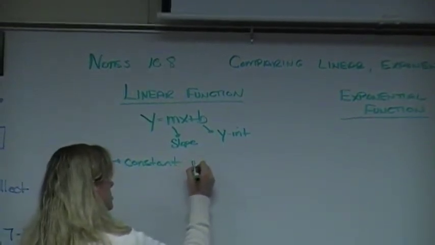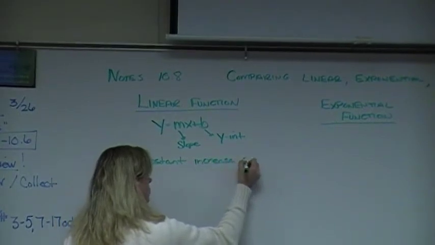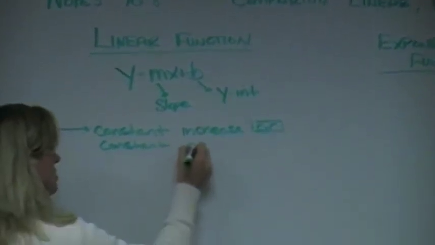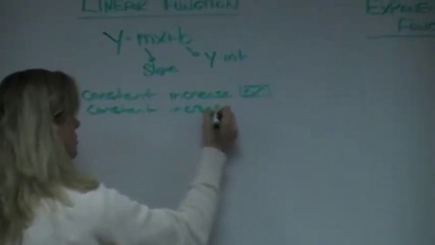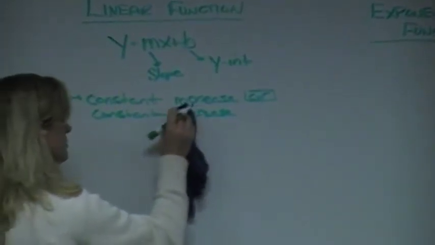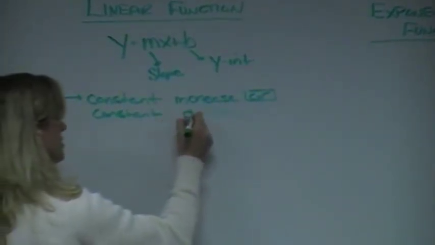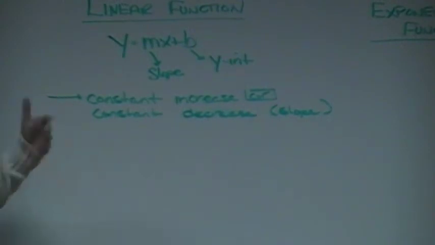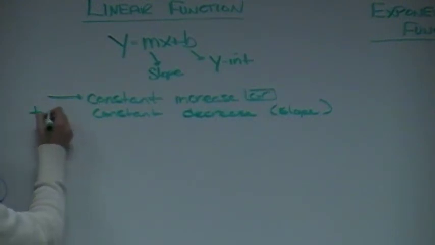So it's a constant increase or a constant decrease. And that means whatever you're constantly increasing or decreasing by. Whoops, I'm sorry, typo. It's supposed to be a decrease here. Constant decrease. This, guys, is your slope, your m. So you're always going to be adding or subtracting the same value over and over again. We understand that adding or subtracting leads to a linear function.